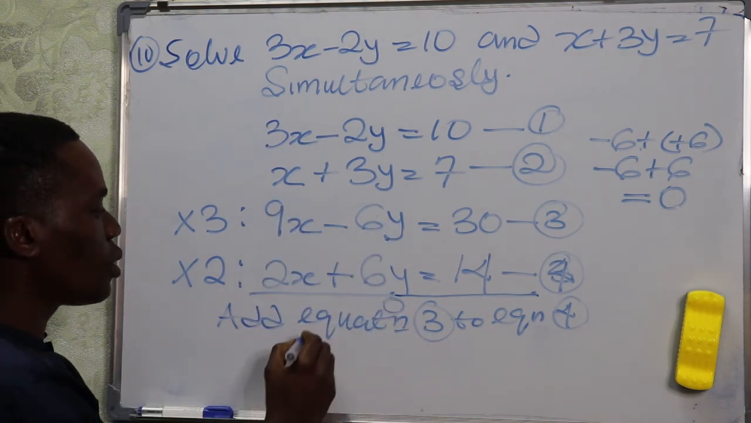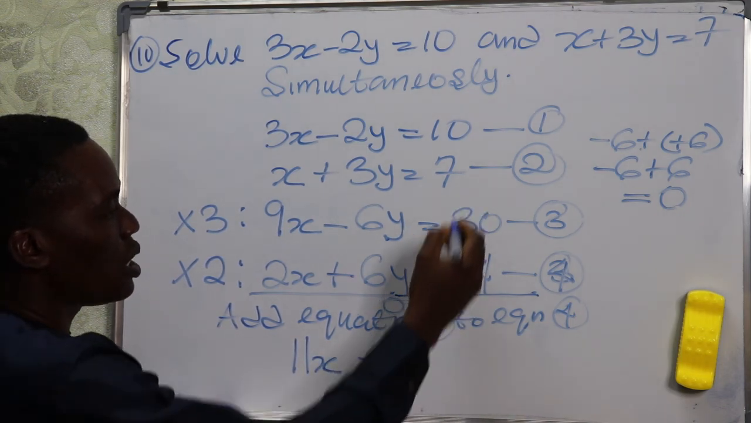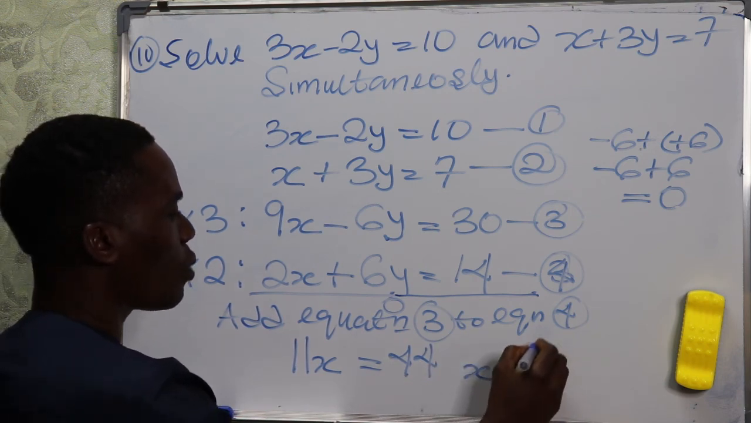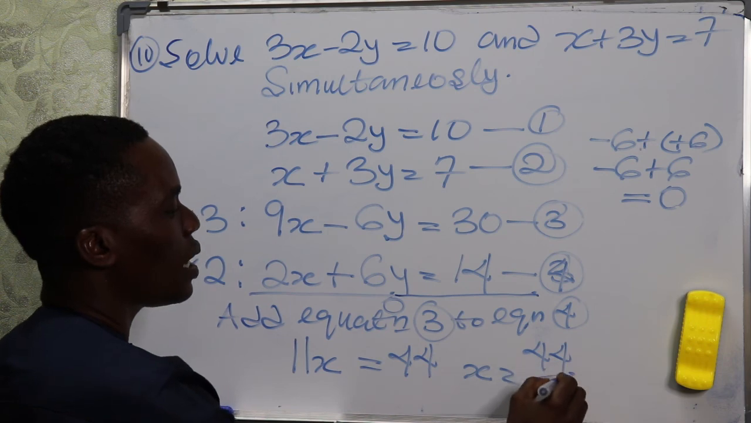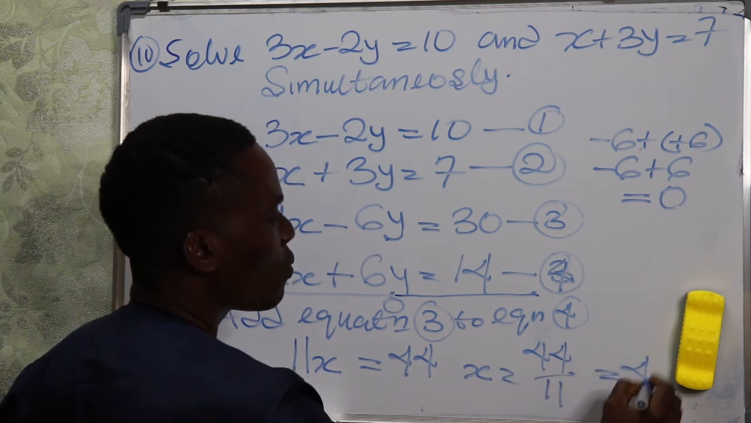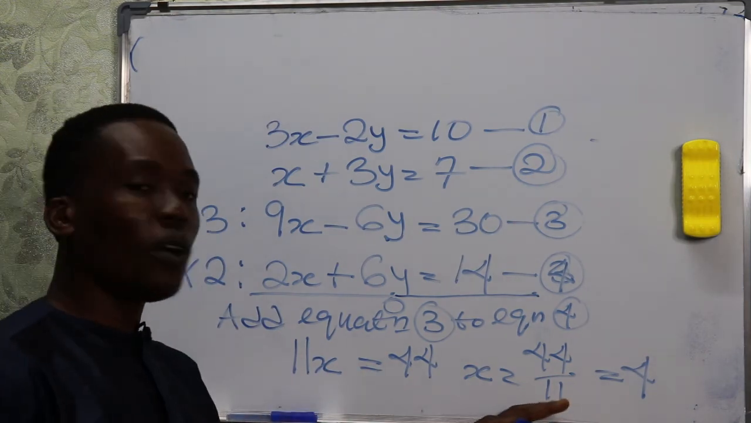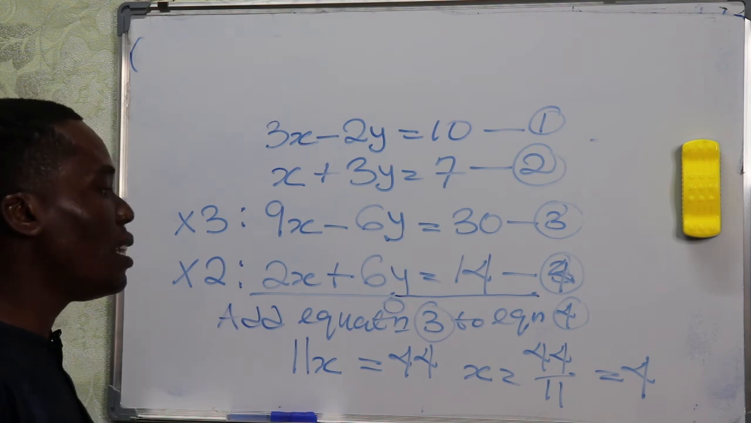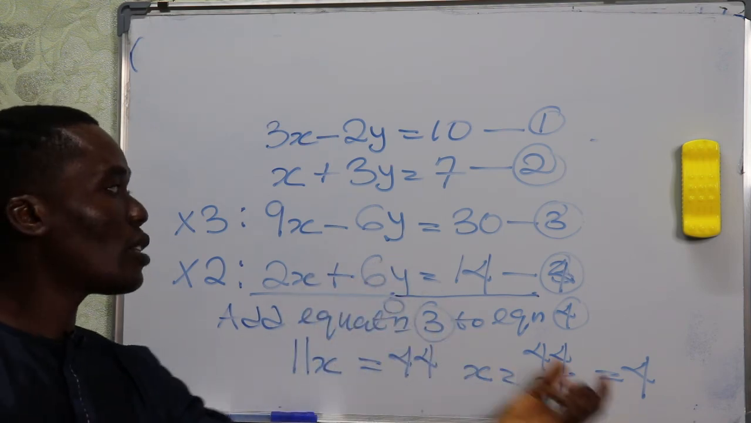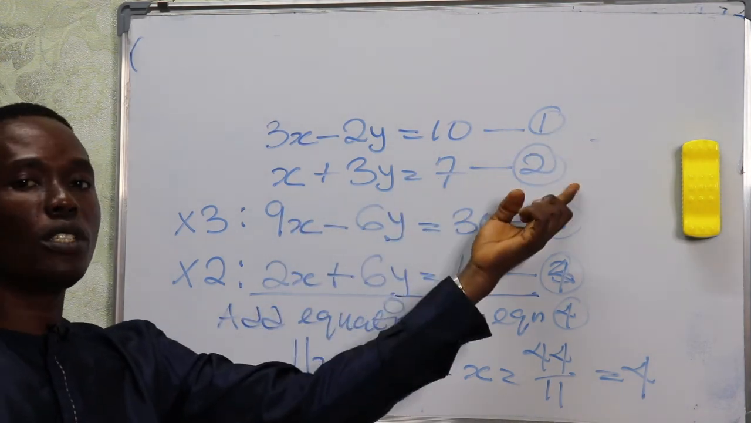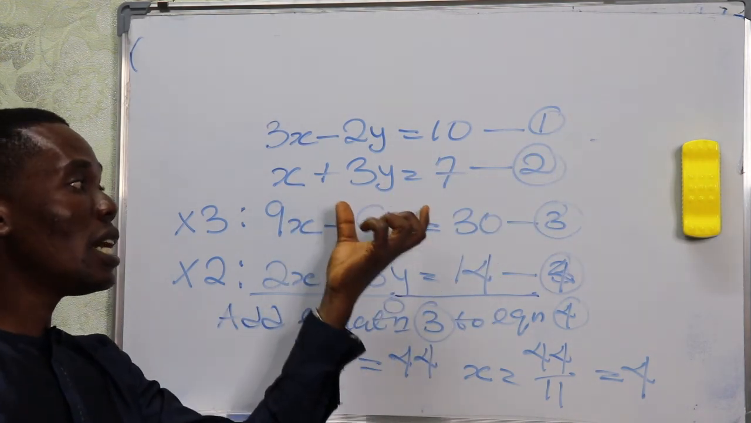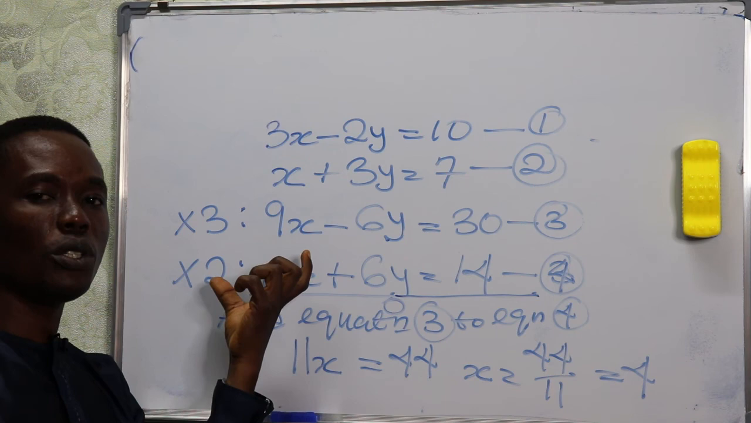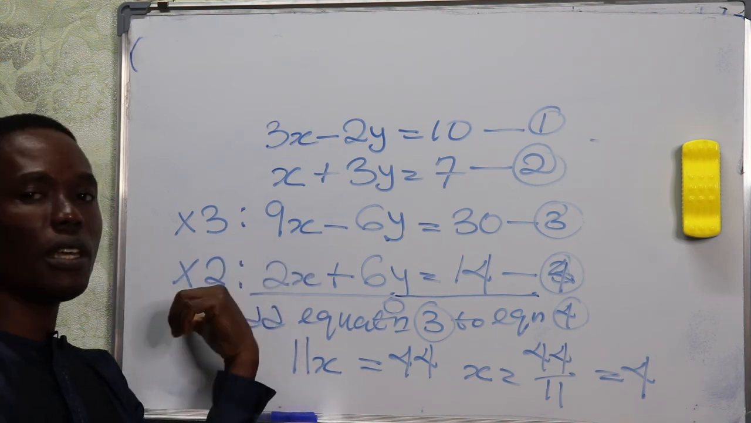So this plus this will give us 11x equals this plus this will give us 44. So from here our x will be equal to 44 divided by 11, which is equal to 4. Now having gotten to this point, we've come to see that our x is equal to 4. Now for us to finally solve this question, we need to substitute the value of x, which is equal to 4, into any of these equations. Now take note, you are doing that because these are the two equations you are given. These ones are just additional equations you formulated by multiplying with a given parameter.